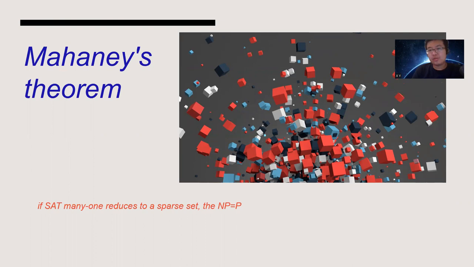Okay, so let me just go through and describe what this theorem is and how to prove it. Basically, the theorem says that if SAT has a many-one reduction to a sparse set, then NP equals P.